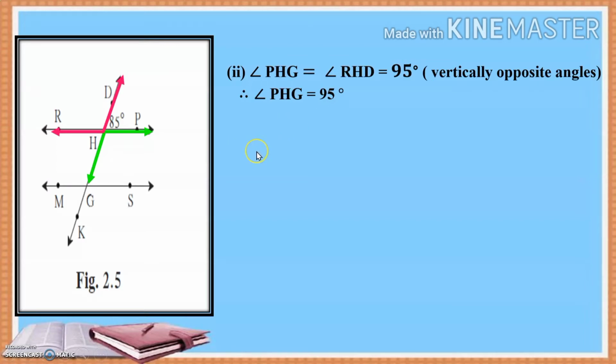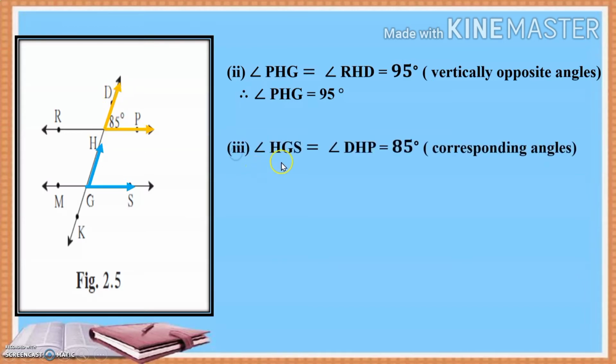Now the next third one is HGS. We have to find out HGS. Now where is HGS? HGS is this angle. Now this angle is forming a corresponding angle with this angle, that is DHP. So we will write that angle HGS is equal to angle DHP equal to 85 degrees, corresponding angles. So therefore angle HGS is equal to 85 degrees.